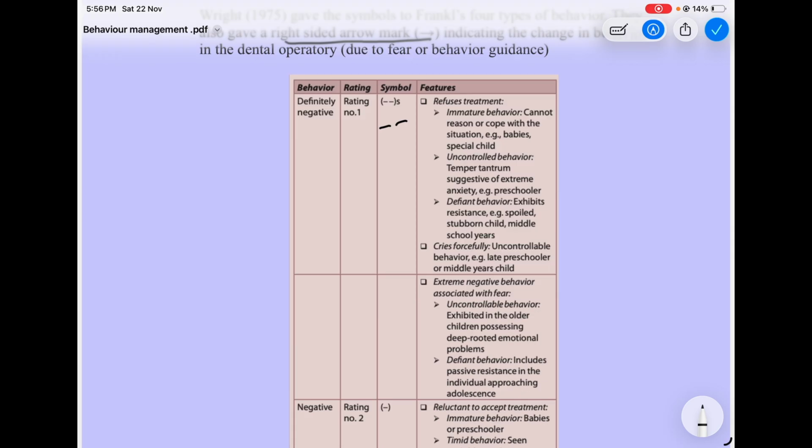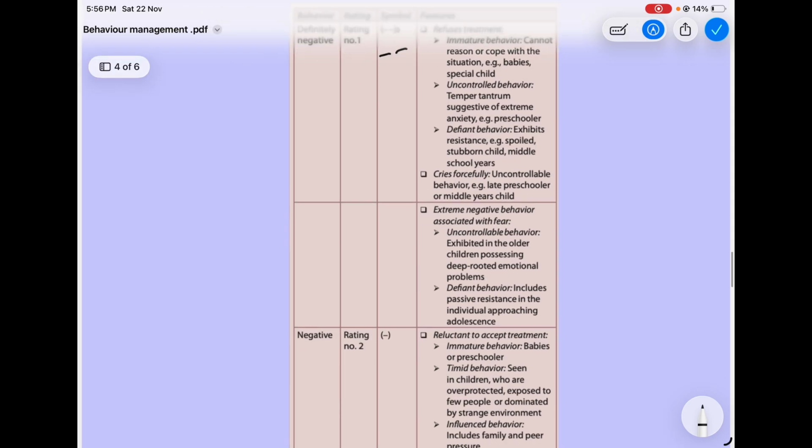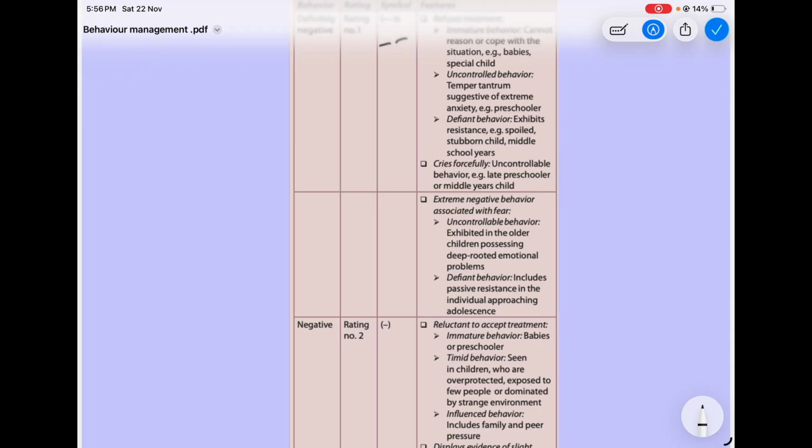For rating number 1, the behavior is definitely negative and two minuses are used. The features are: refuse treatment due to immature behavior, cannot reason or cope with the situation, uncontrollable behavior, temper tantrum suggestive of extreme anxiety, defiant behavior, exhibit resistance, cries forcefully. Extreme negative behavior associated with fear also includes uncontrollable behavior in older children possessing deep-rooted emotional problems, and defiant behavior includes passive resistance in the individual approaching adolescence. All these features are included in definitely negative behavior.